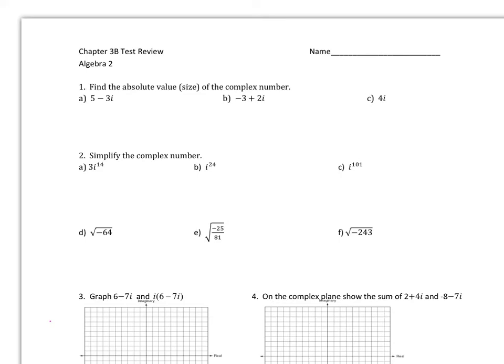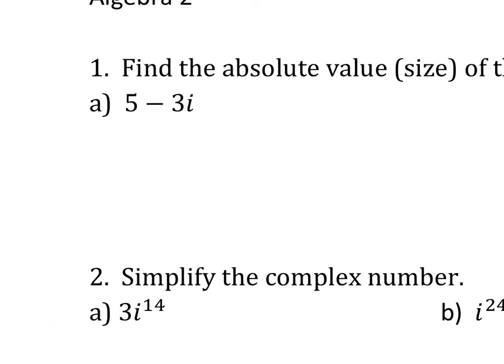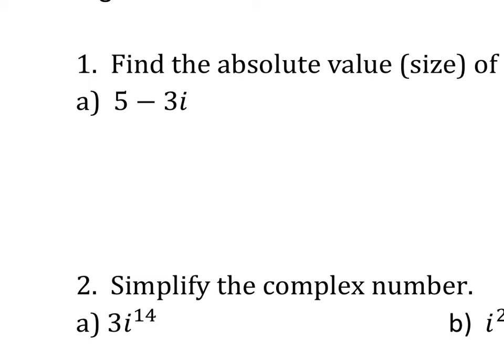Okay, we're going to go through the first 4 problems here. Remember, find the absolute value or size of the complex number. All we're doing there is really just using our Pythagorean theorem, and we just need to plug it in. We get the square root of 5 squared plus the square root of negative 3 squared.